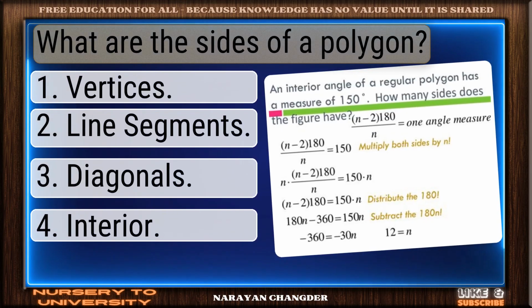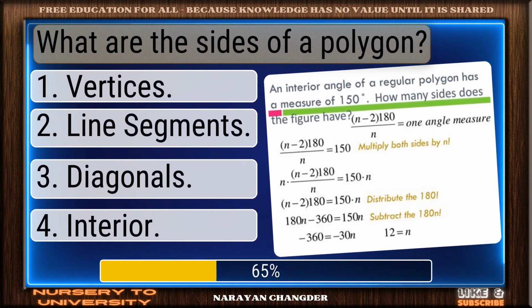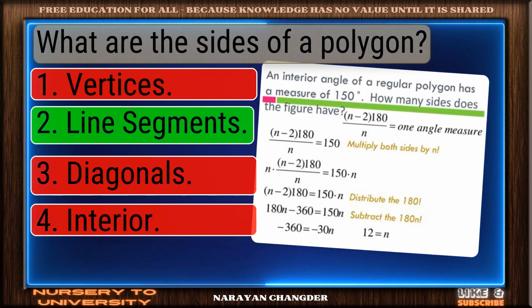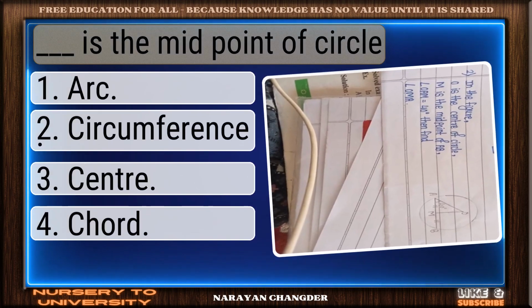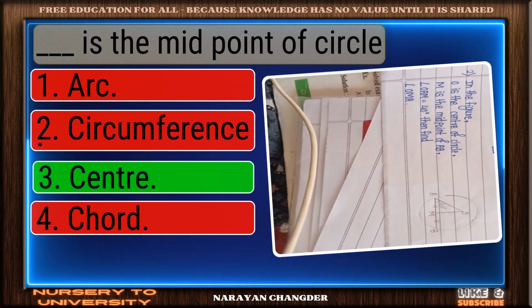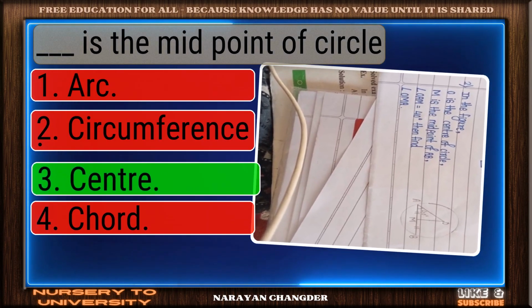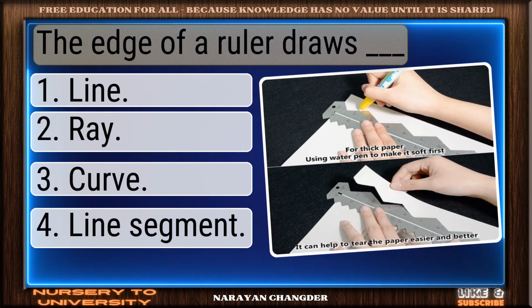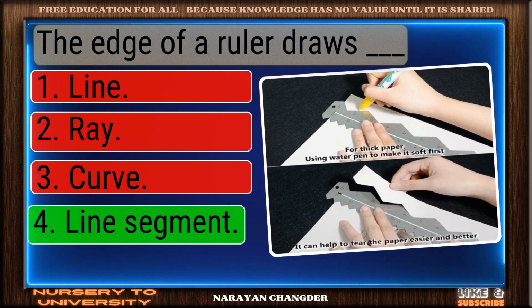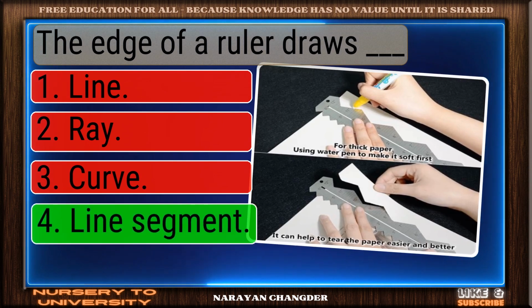What are the sides of a polygon? Sharp thinking. Line segments is the right choice. Dash is the midpoint of circle. Smart move. Center is an accurate answer. The edge of a ruler draws dash. Excellent choice. Line segment is the right answer.